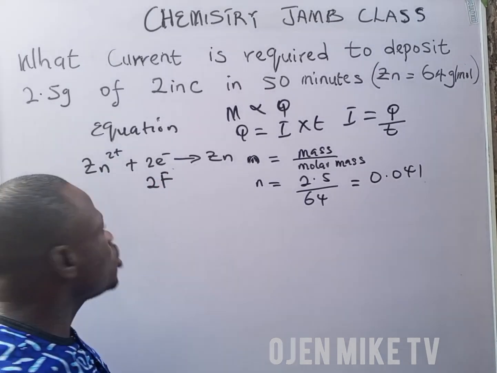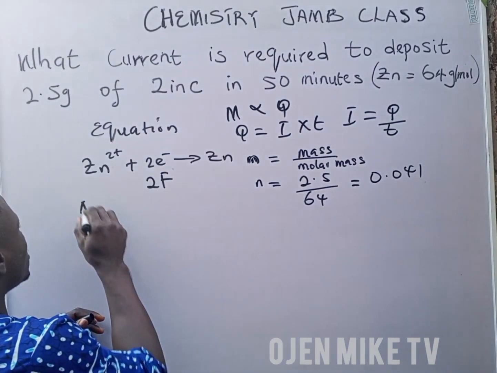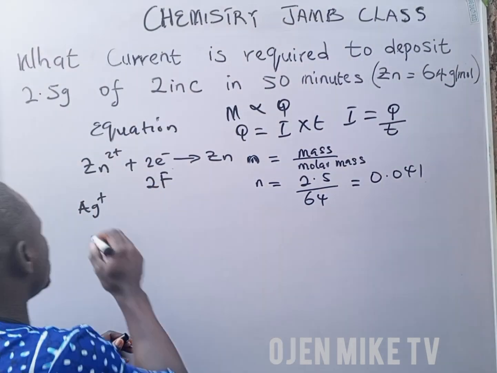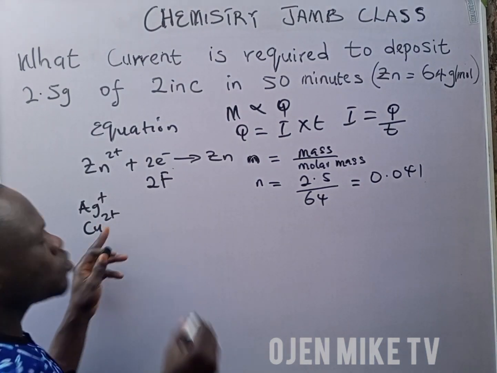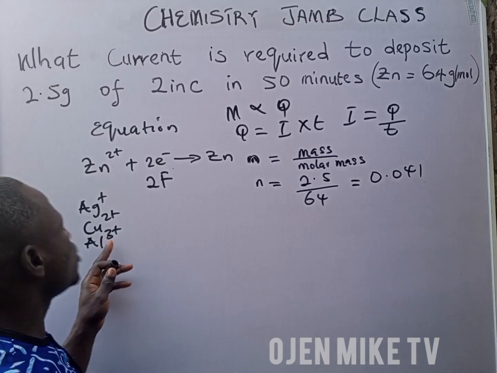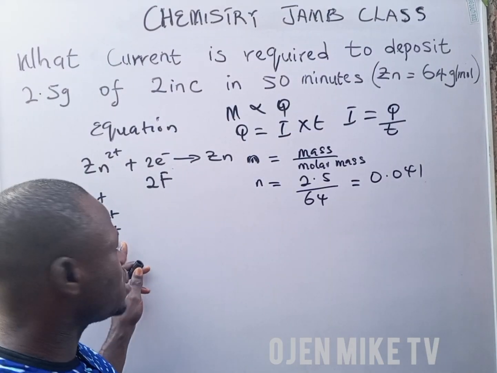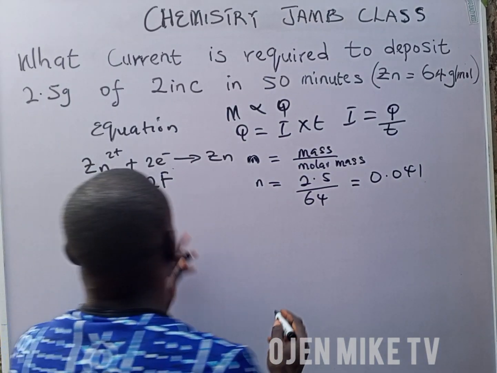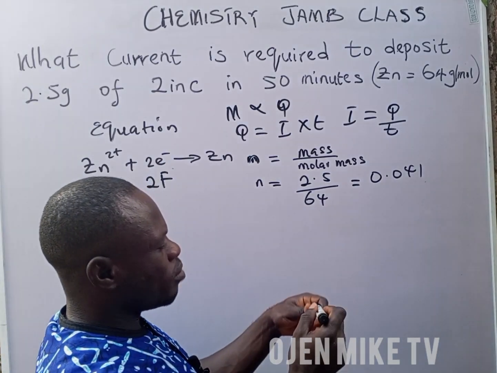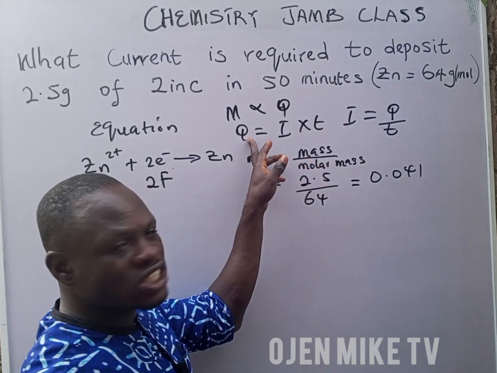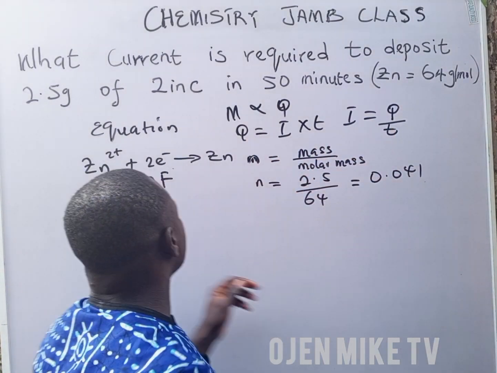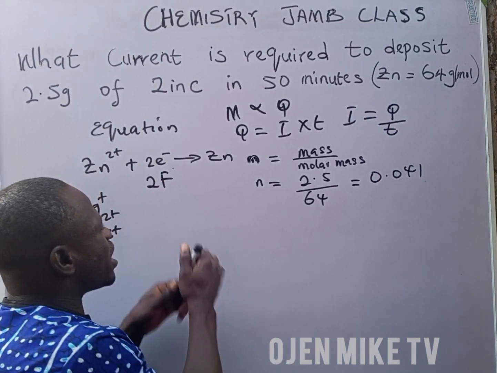So we know that we have 2 Faradays. If it is silver, it is 1, so we are going to have 1 Faraday. If it is copper, it is 2, so we are going to have 2 Faradays. If it is aluminum, it is 3 charge, which means that we are going to have 3 Faradays. Now, having looked at this, we are going to multiply because at the end of it, we are looking for quantity, so that when we get our quantity, we can now divide it by time.